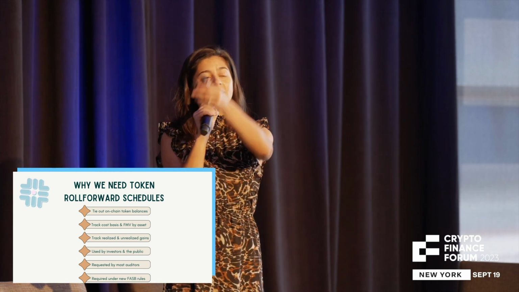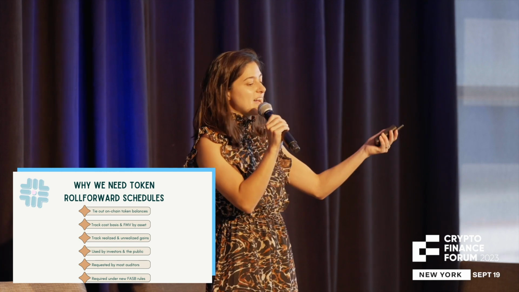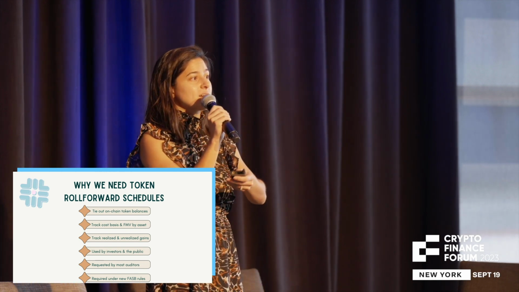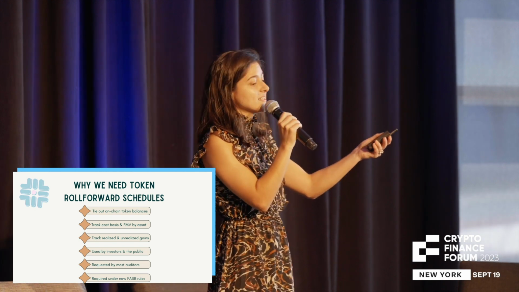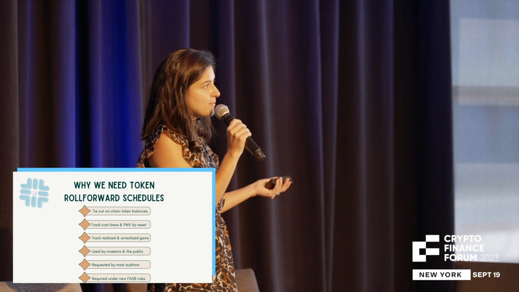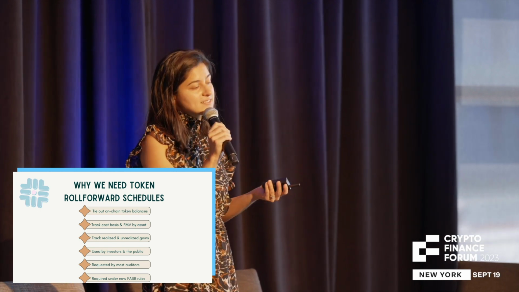The token roll forward should match your books, should match what is happening on-chain. That's just what needs to happen. And the roll forward just makes it really easy to say, hey, I have 10 ETH at the end of the period. Do I actually have that in my wallets? You can also track some other things like cost basis, fair market value by asset, realized gains and losses, and under the new rules, the unrealized gains and losses.